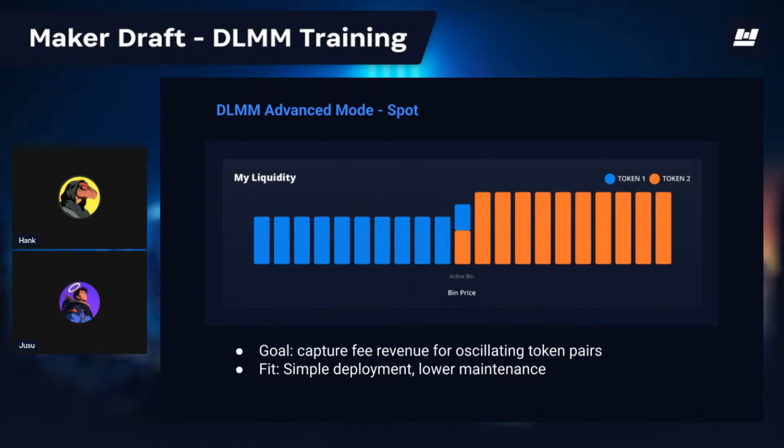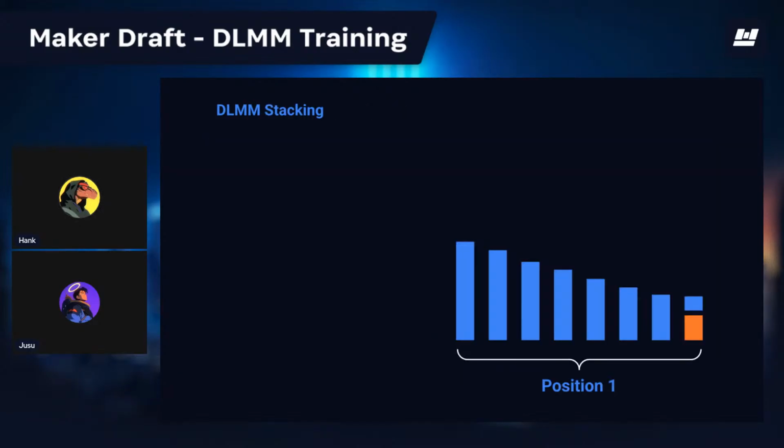Still, I think down here, this is not very accurate. Simple deployment, lower maintenance. This is not really true. It still needs maintenance. You need to check if the price stays in the range. And obviously a curved distribution would concentrate even more and would need even more close checking. We kind of did this with the simple mode, so I'm not going to do this now in the advanced mode again because it's the same kind of thing.